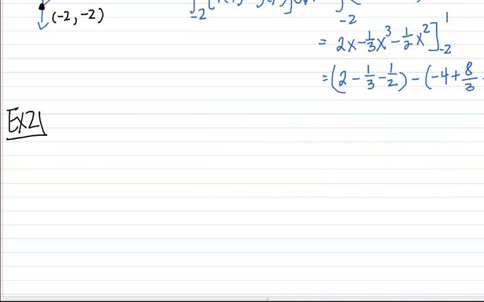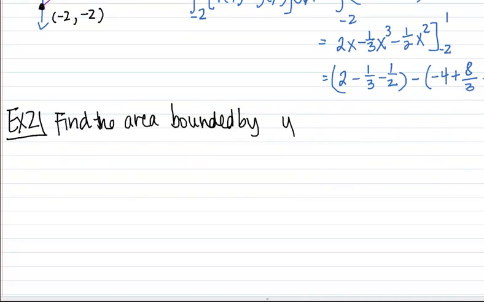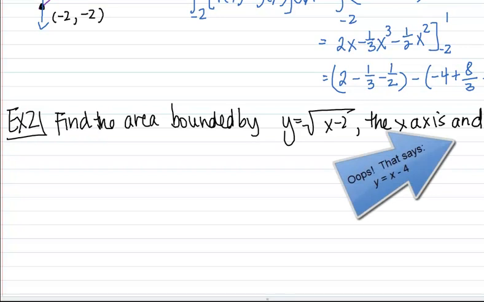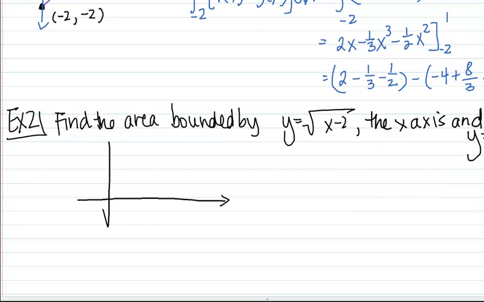Let's take a look at another example. I want us to find the area bounded by y equals the square root of x minus 2, the x-axis, and the line y equals x minus 4. So let's make a little sketch. Y equals the square root of x minus 2 has an x-intercept at 2. So that's going to be a parabola that opens to the right and only the top half of it.